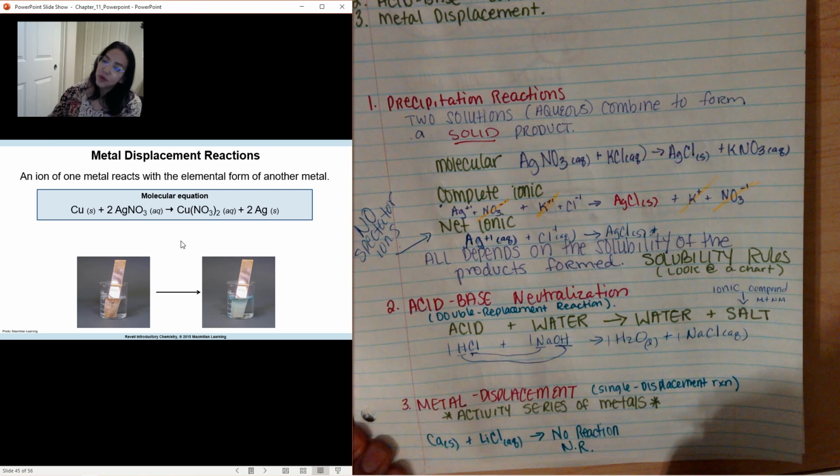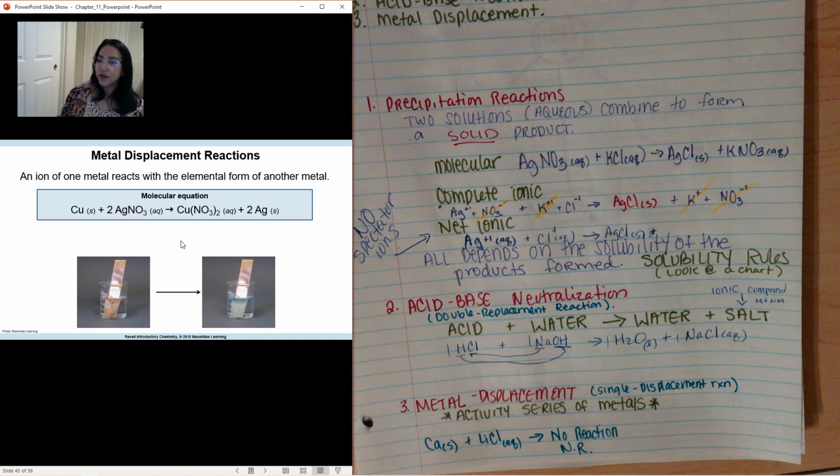And NR is what we were using in our lab to show that there was no reaction. In the example that we have here, you could clearly see that they do have a reaction that occurs.